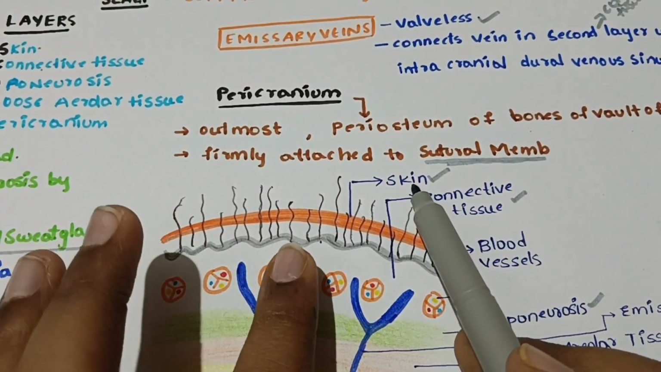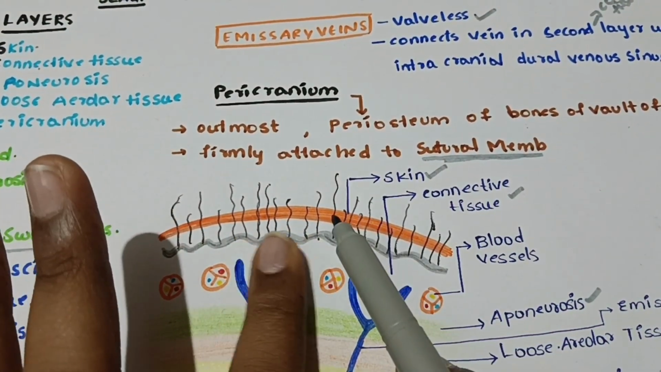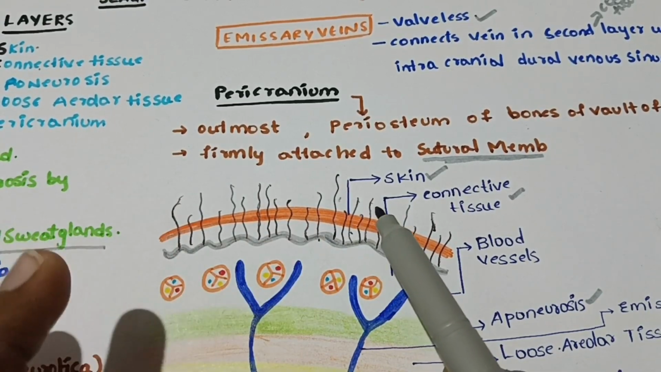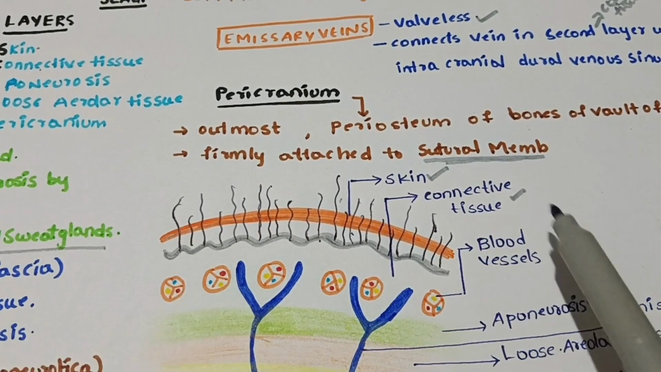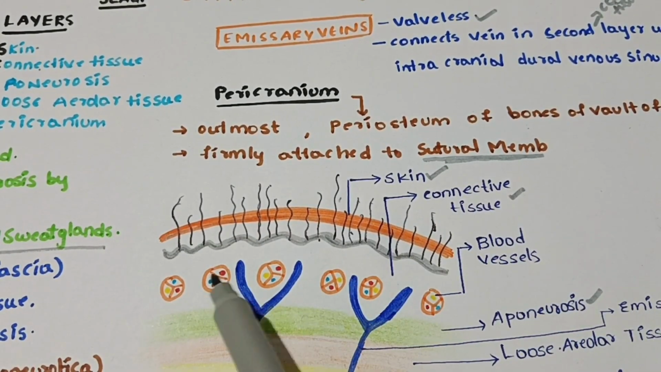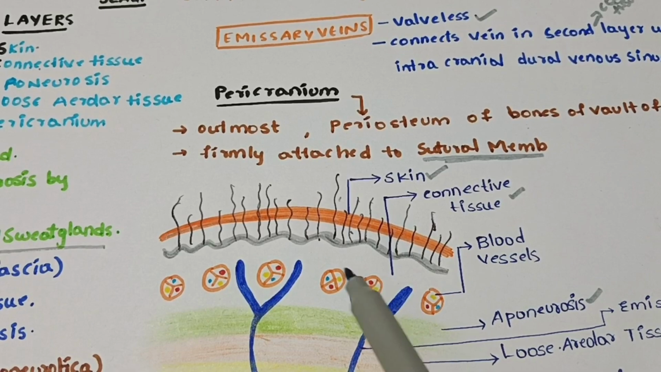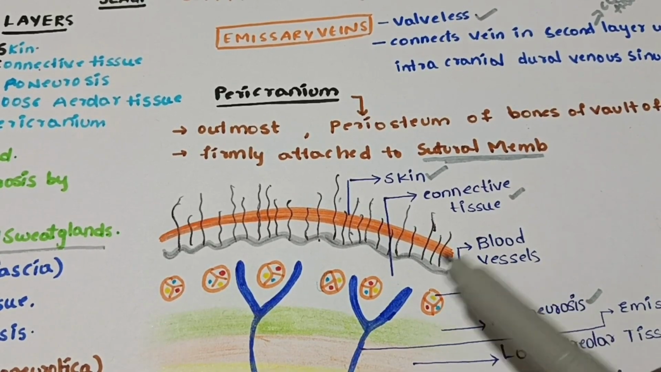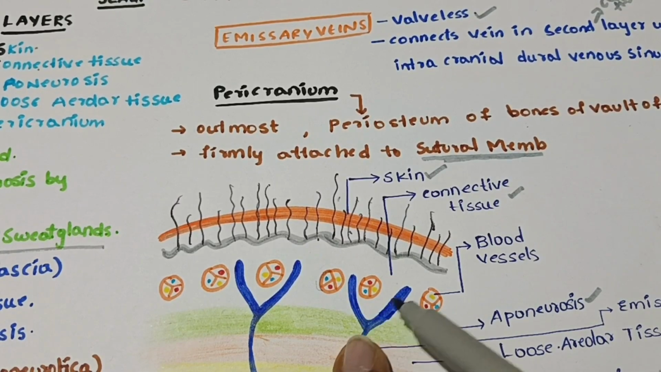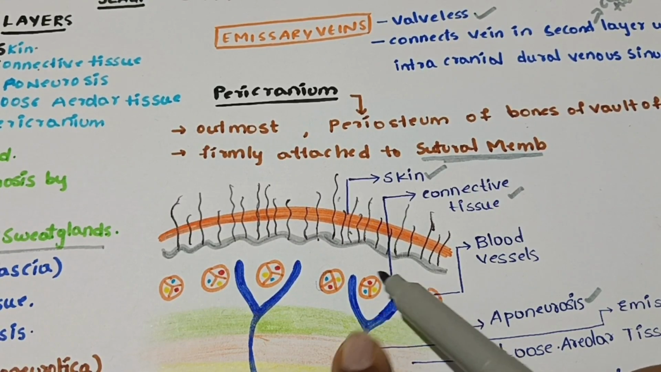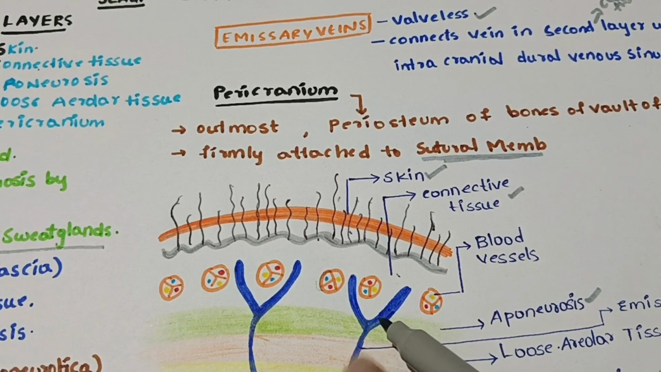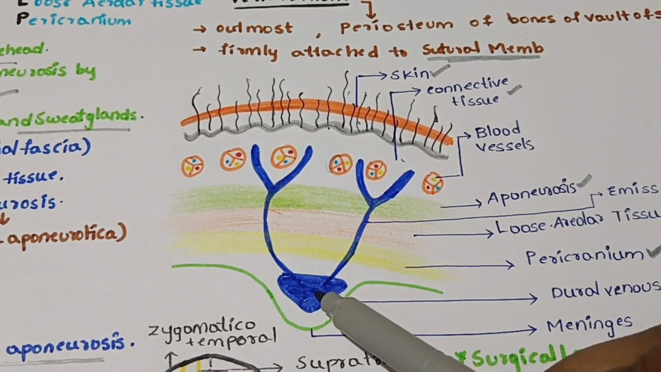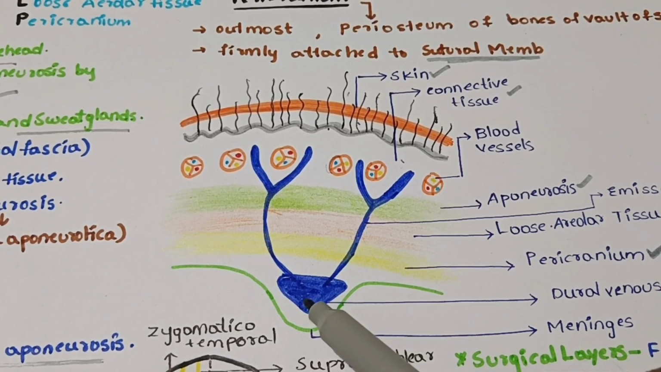As I said, the first layer is the skin containing follicles. These are the hair follicles, sweat glands, and sebaceous glands. Yes, the connective tissue, dense fibrous connective tissue containing blood vessels. These are the blood vessels, veins, arteries, and the nerves. From the second layer, these are the emissary veins. See, this is the second layer, connective tissue. Emissary veins start from here and drain into intracranial dural venous sinuses.